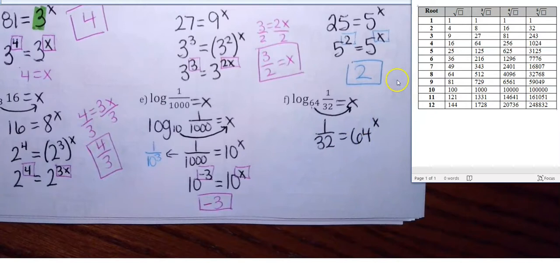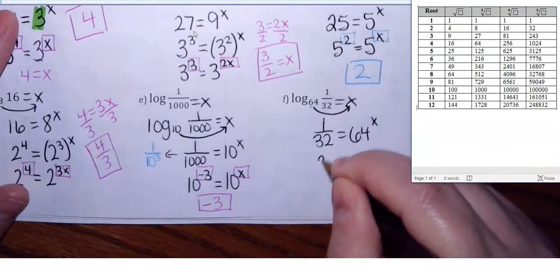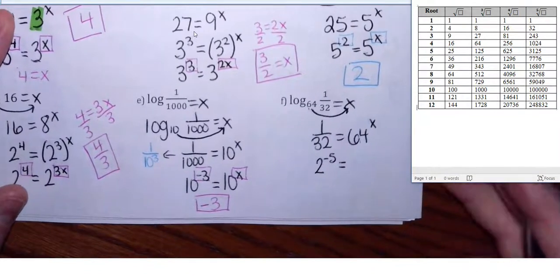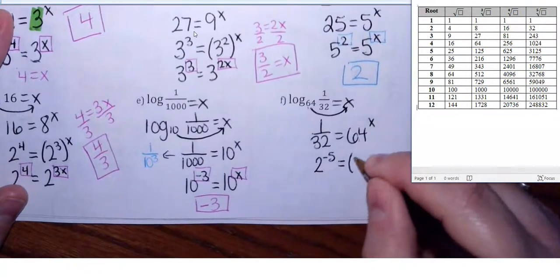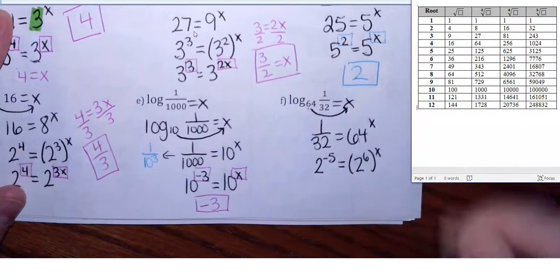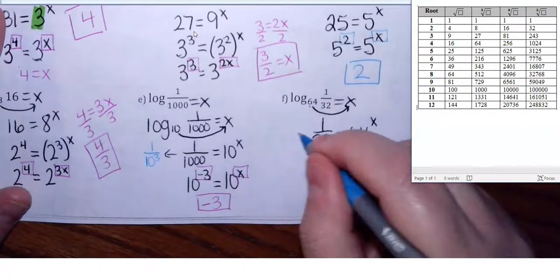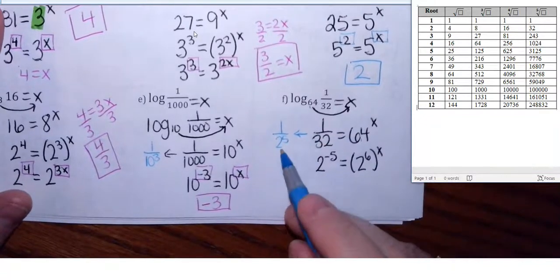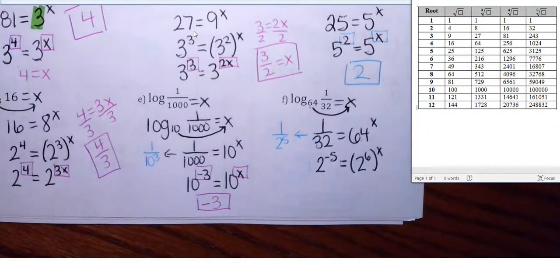64 is 2 to the 6th. I have to use a base of 2 because 64 can be written as several different bases, but 32, the only base you can convert that to is 2. This is going to be 2 to the negative 5th. I will write that to the side in 1 second. 64 is 2 to the 6th. Let me write this here kind of like I did on that last question. This is 1 over 2 to the 5th, which I can then convert to having that negative exponent there.